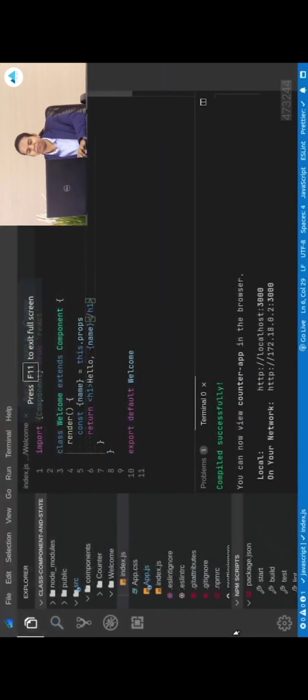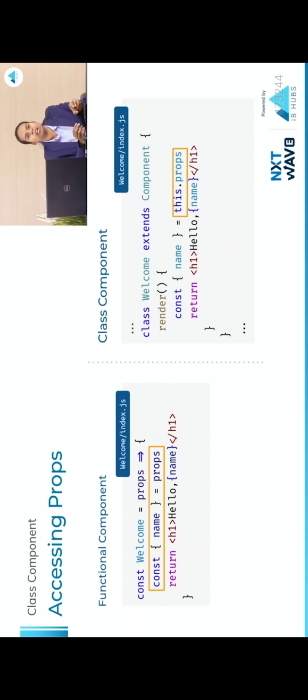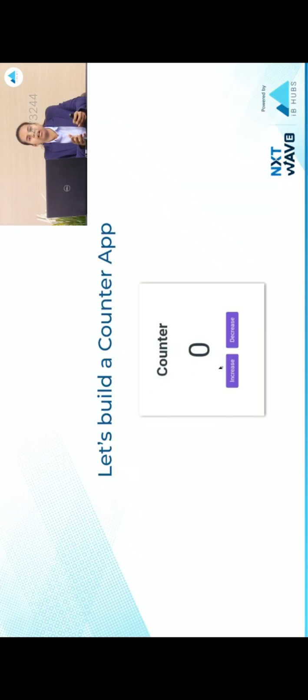So we understood how to pass props to a class component and also how to access the props in the class component. How do we access it? Using this.props, right? So we understood about the class component. Now using this, let's build a counter app.